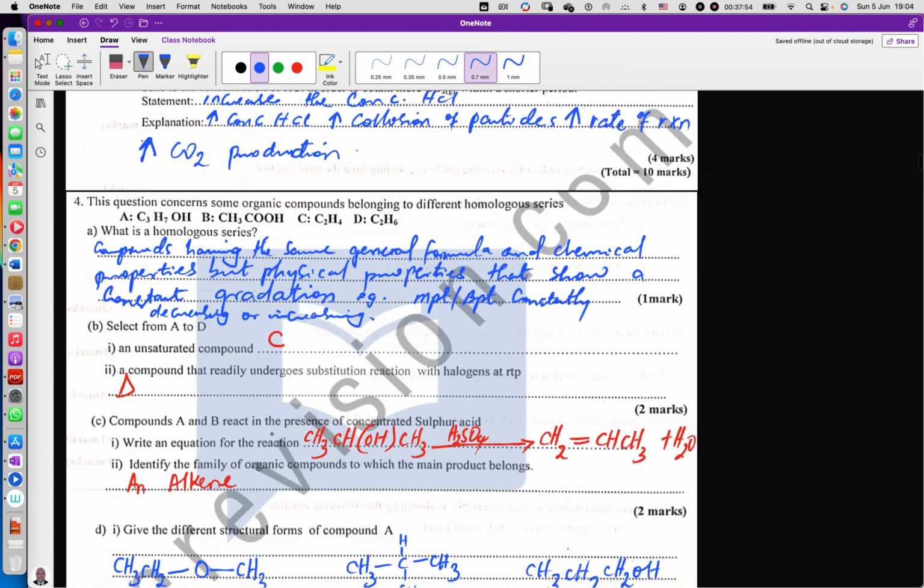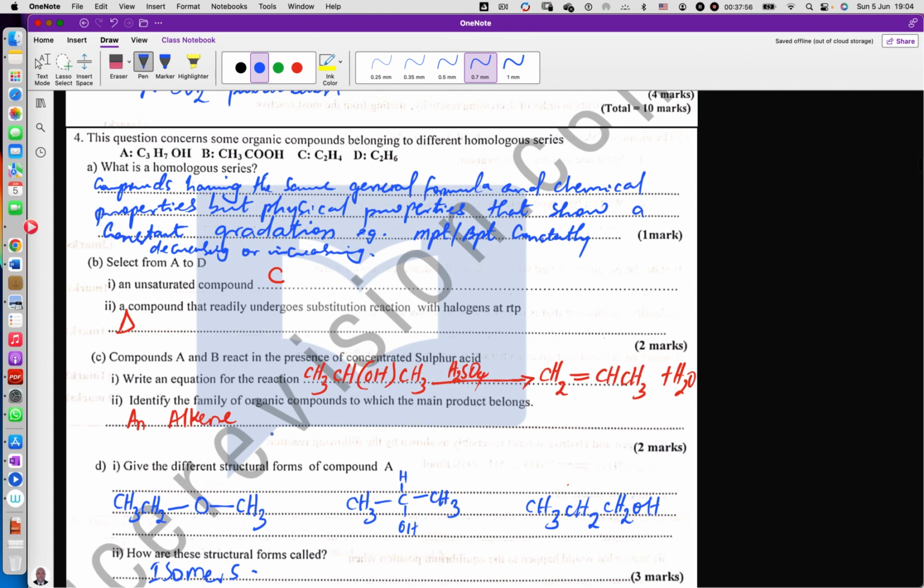Okay, it takes us to question number 4. This question concerns some organic compounds belonging to the following homologous series. We have propanol, there is ethanoic acid, there is ethene, and there is ethane. What is a homologous series?